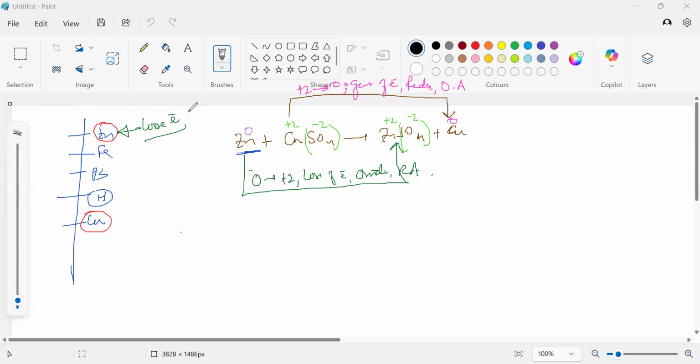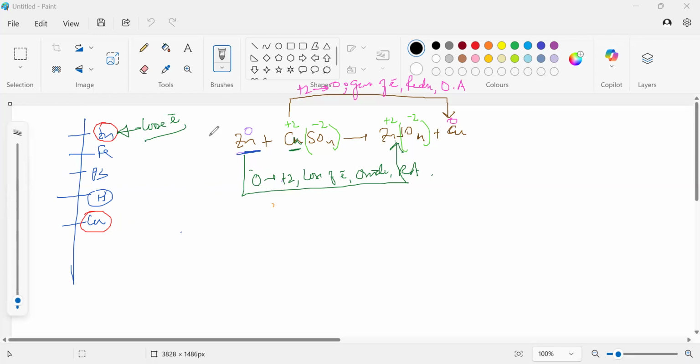Everybody's clear? So zinc will be losing electrons, right? Loss of electrons will be happening, and it goes from zinc to Zn2+, right? Now, copper is accepting electrons meekly because copper is lower in the reactivity series, right? Copper will be accepting the electrons, meekly, right? So what happens?